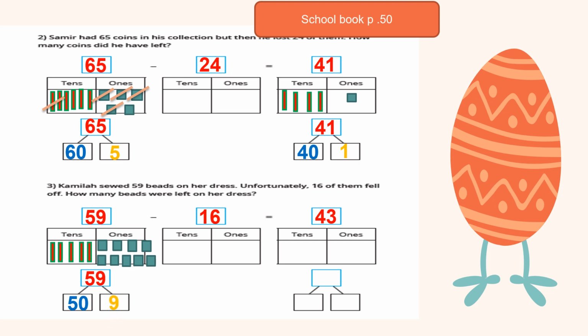59 minus 16. So we will cancel 6 small squares and 1 stick. So the remainder, it will be 4 sticks and 3 small squares. Let's decompose 43. 40 plus 3.